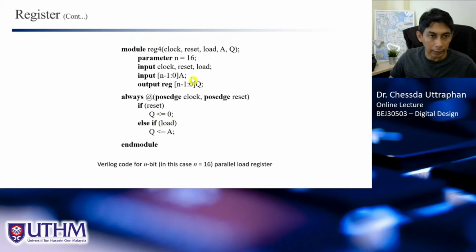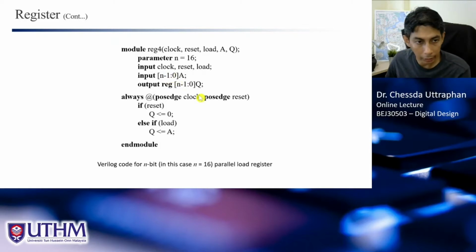So this is another way to create the register, where now we use the parameter statement here, and this code is quite flexible, where we can change the size of the register by only changing this number here, right? So for example, we want to change to 32-bit, we just change here to 32, and we have the 32-bit register, because this n now becomes 32 minus 1 is 31. 31 to 0 means that it is 32-bit.